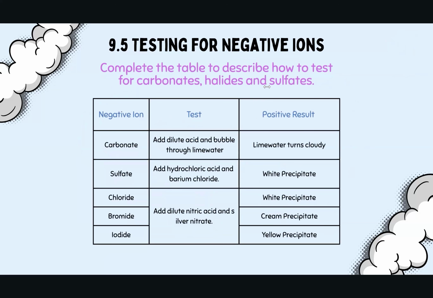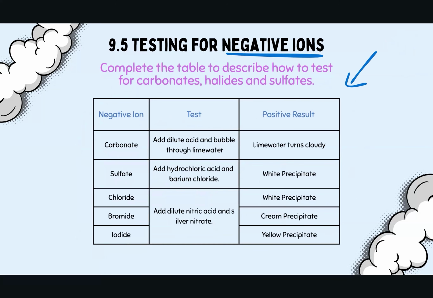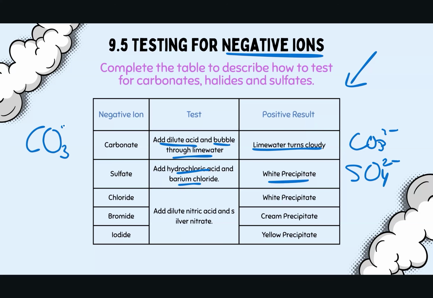So here, this is a really good slide because it summarizes all the negative ion tests. So carbonates, we add dilute acid and bubble through lime water. Positive result is that lime water turns cloudy. We therefore know it is CO3 2 minus. If we add hydrochloric acid and barium chloride, it becomes white. Then we know it's SO4 2 minus. I'm writing it again because it's just a bit more clear than the way I wrote it there. And then if you add dilute nitric acid and silver nitrate, it turns white, it's Cl minus, cream, it's bromide, Br minus, and yellow means it becomes I minus.